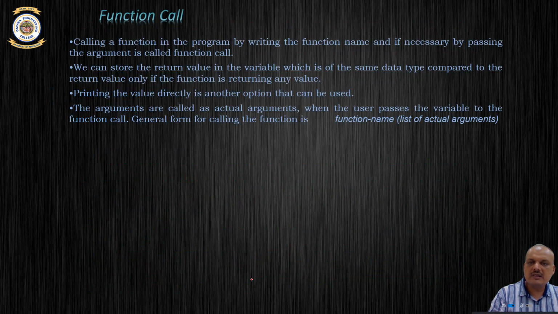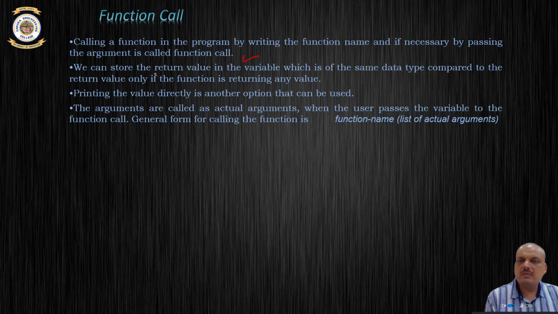So that is about the function declaration. Next comes the function call. Calling a function in a program is writing the name of the function and passing on the necessary arguments that are required for the function to be functional.